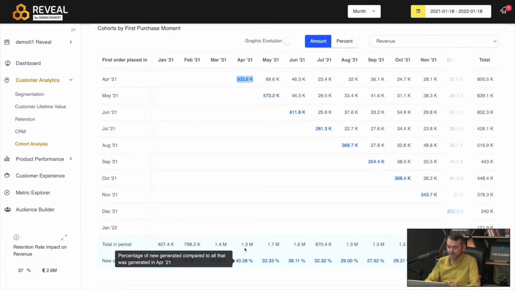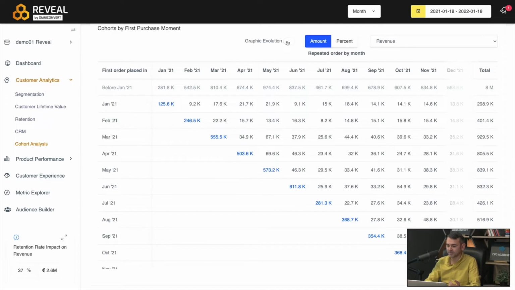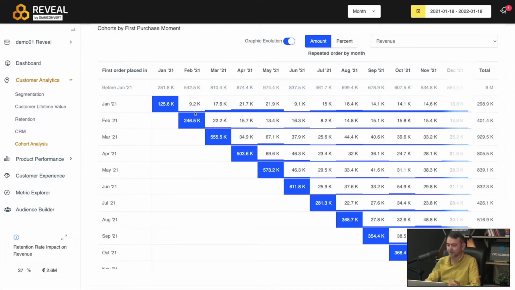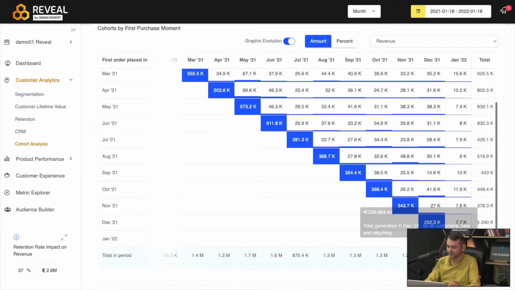And here we can see the new contribution. So 40% of this revenue has been generated by the newly acquired customers. So that's how you can understand the cohorts. If you also check this box, graphic evolution, you'll see which are the most sticky cohorts that you've acquired, and of course, the total revenue that has been generated by these cohorts.